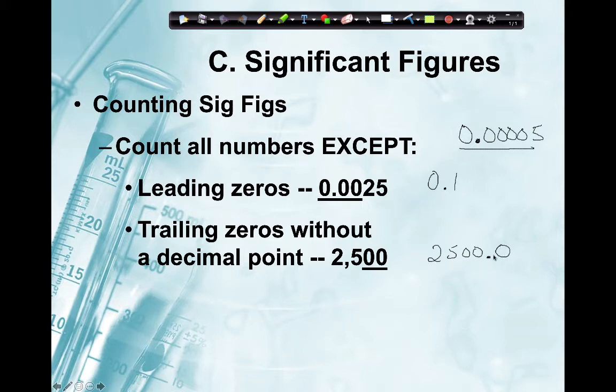Again, if I add another 0 here, they're all trailing zeros. However, there's a decimal point. That decimal point indicates something to us. So I would have 5 significant figures here. If I add another 0, it would become 6. All trailing zeros with a decimal point do count. So again, the only numbers we do not consider significant are going to be the leading zeros, the zeros in the front, and then the trailing zeros without a decimal point.